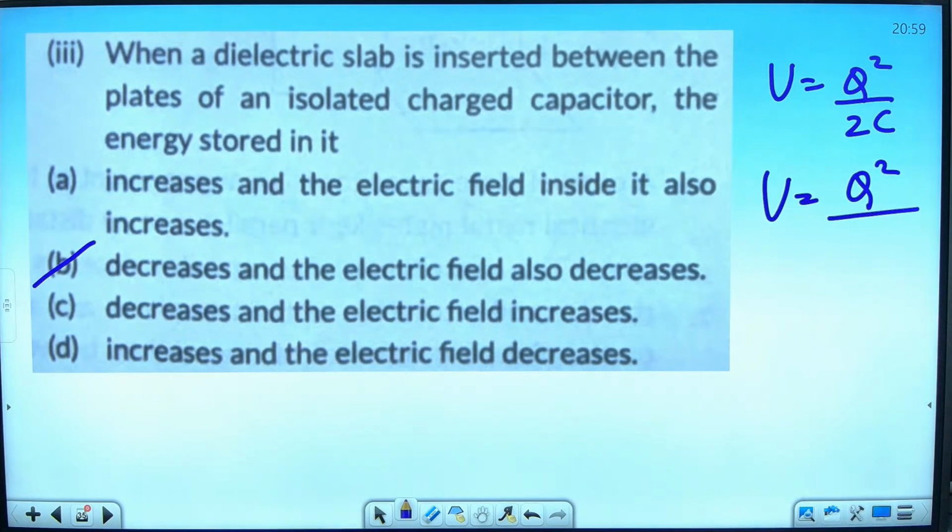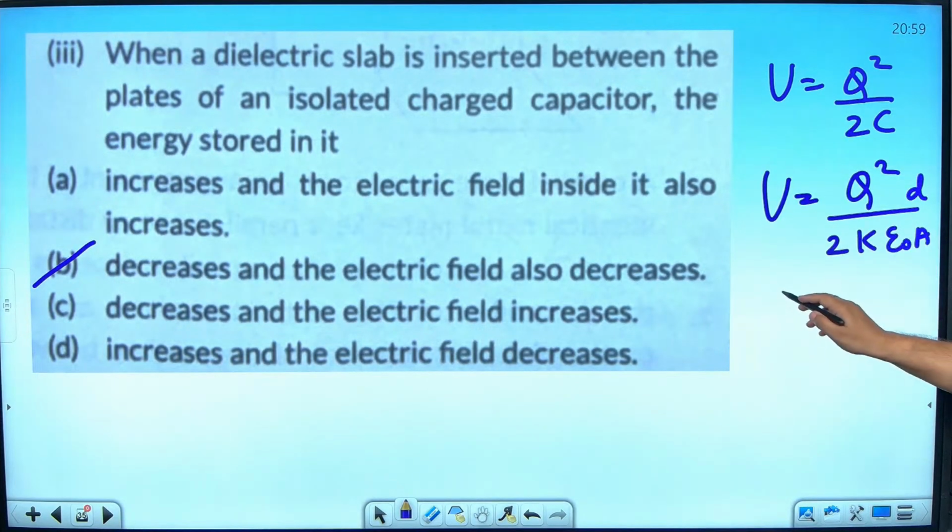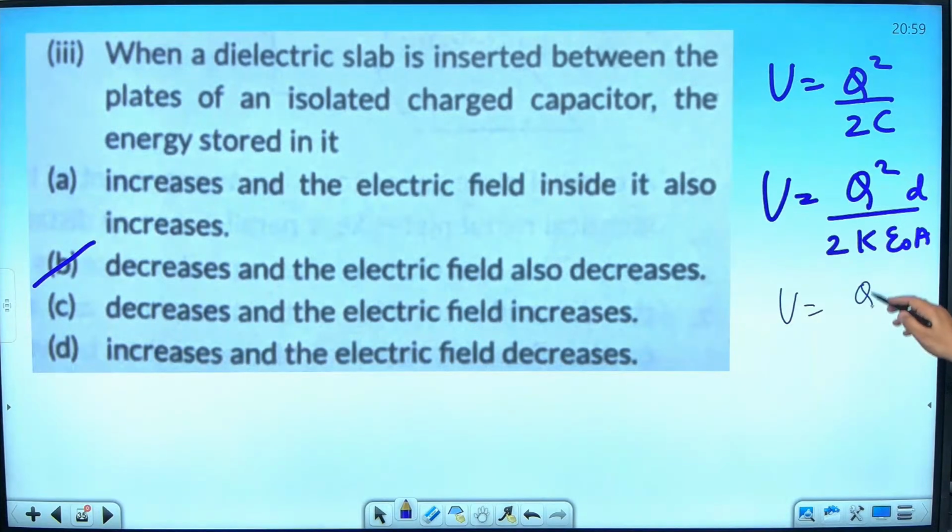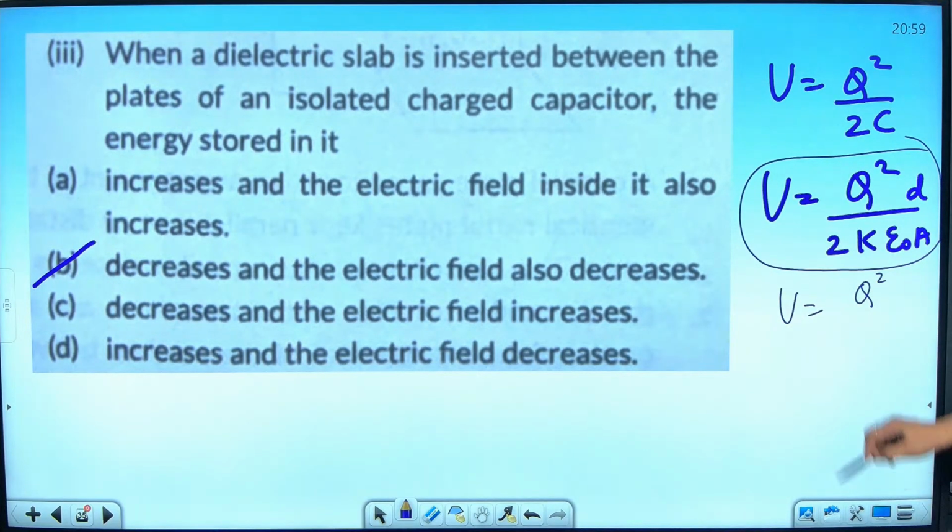What is the value of C for dielectric medium? C is equal to K into epsilon naught A by D. Do you agree? Epsilon naught A by D is the capacitance of the capacitor without dielectric. So can I write U is equal to Q square by 2C, that is U is equal to Q square D by 2K epsilon naught A. Now tell me, dielectric introduction is increasing or reducing?